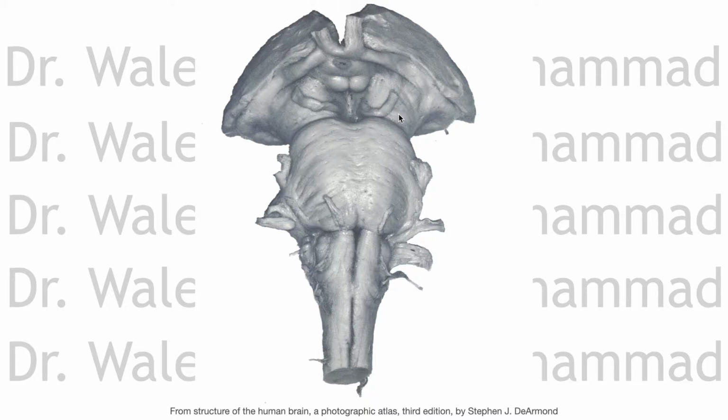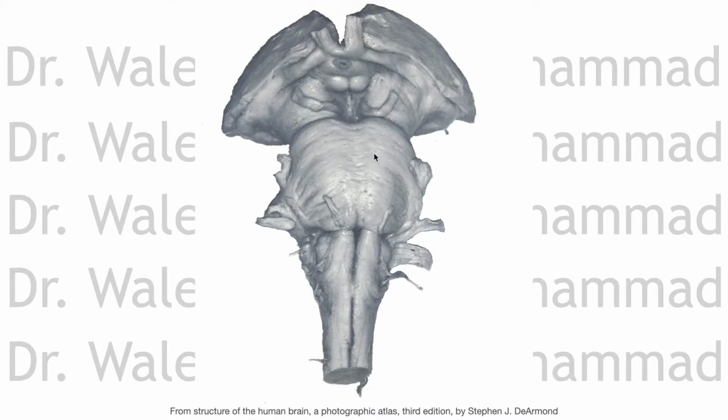These two crus cerebri belong to the midbrain and constitute part of the tegmentum of the midbrain, and they are formed by descending fibers, mainly the corticospinal and cortico-nuclear tracts. As you can see here, the oculomotor nerve is related to its lower border.